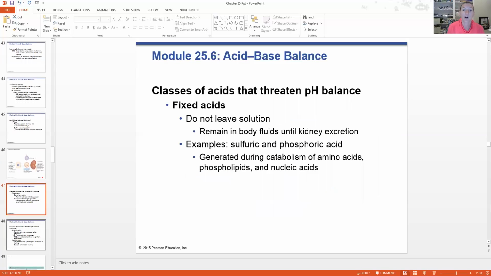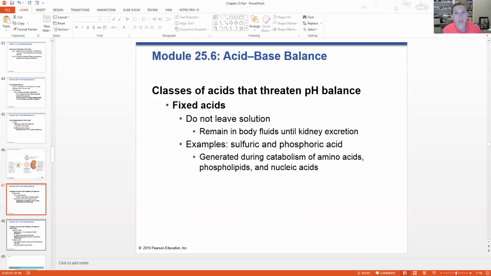So there are different types of acids that affect our pH balance, right? These are acids that are going to release hydrogen ions into the solution if our blood pH rises, right? If we get too alkaline. Fixed acids do not leave a solution. These remain in the body fluids until they're excreted at the kidneys. An example of this would be sulfuric or phosphoric acids.